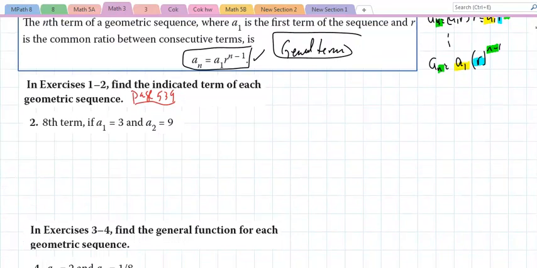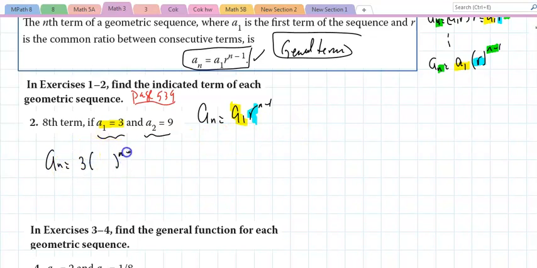So it says find the indicated term of a geometric sequence. They give us A sub 1 and A sub 2. Now a general term of a geometric sequence is really A sub n equal A sub 1 times R to the n minus 1. What I need to know is what A sub 1 is, and I need to know what R is. Notice here they gave us A sub 1. So half of the problem is solved. So we know that A sub 1 is a 3, but I still need to know what R is, plug it in, and I'm done.